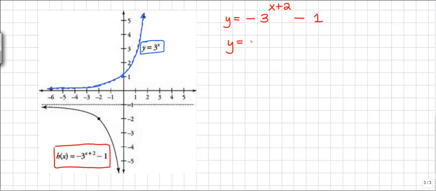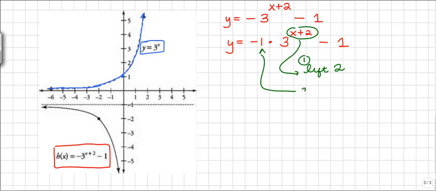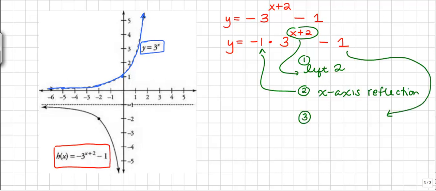In our graphing technique world, that follows the pattern of working your way inside out. First, this would be left 2 units. Secondly, you would deal with an x-axis reflection. And lastly, you would deal with a shift down 1 unit. Now let's see how this looks.